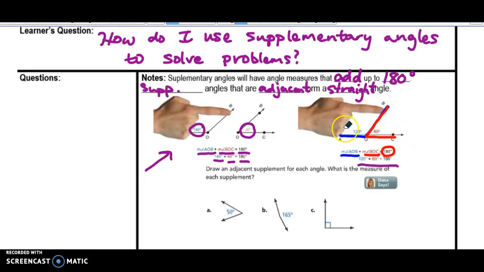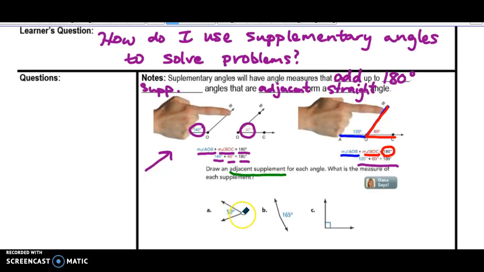So that's what we're going to look for in our figures: angles that are next to each other that form a straight line. And we are going to use this angle relationship of supplementary angles, and knowing that they add to 180, to solve some problems. So let's look at drawing an adjacent supplement for each angle. Adjacent means next to, and supplement means it's going to form a straight angle.